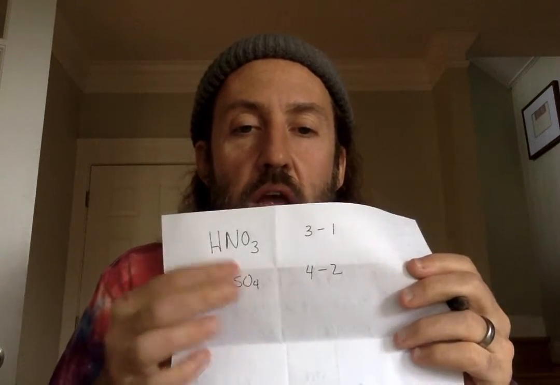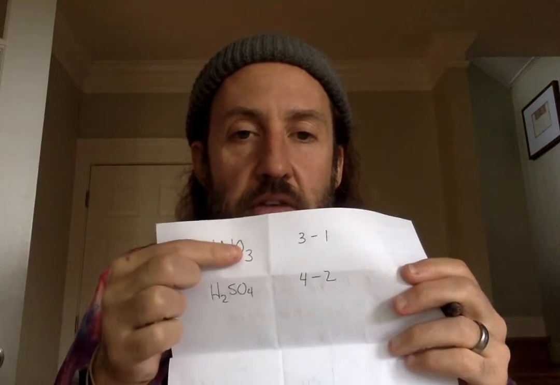H2SO4, sulfuric acid, you've probably seen that one before. 4 minus 2 is 2. The reason they call those oxyacids is because you have oxygen with your hydrogen. And why those protonate so readily is that oxygen is very electronegative, and it pulls electron density away and allows that hydrogen just to pop right off of there.